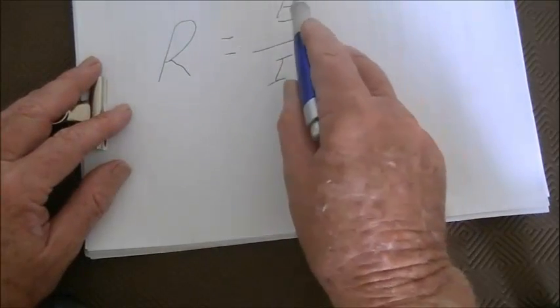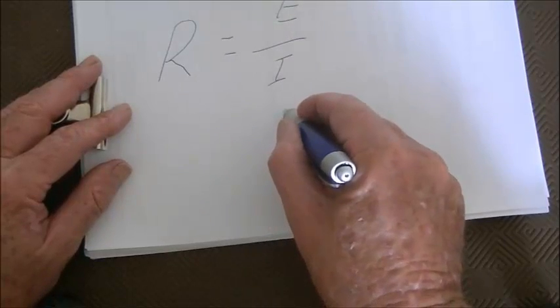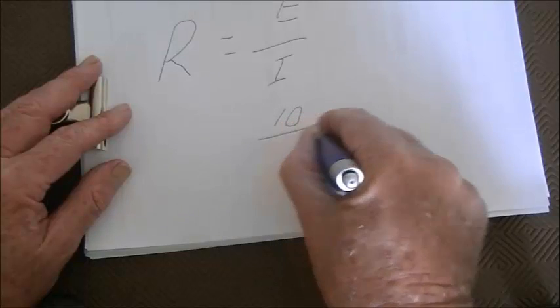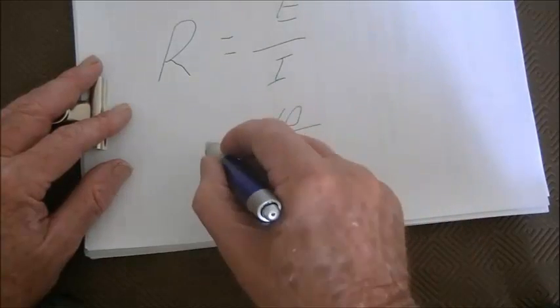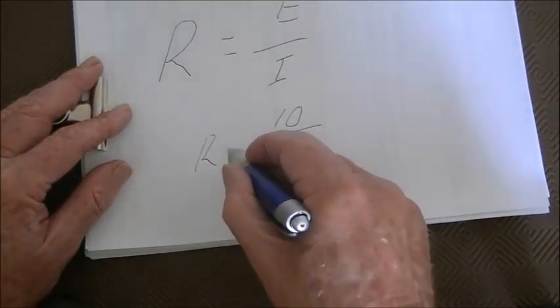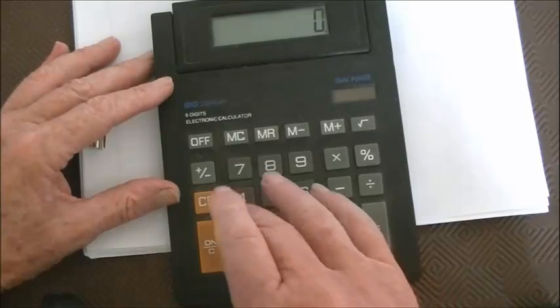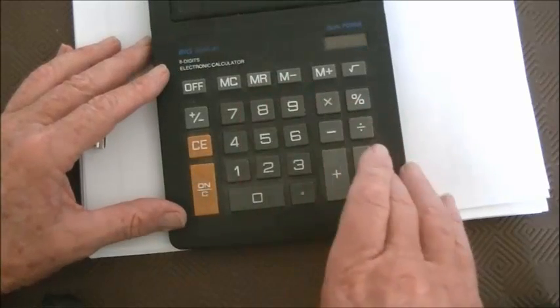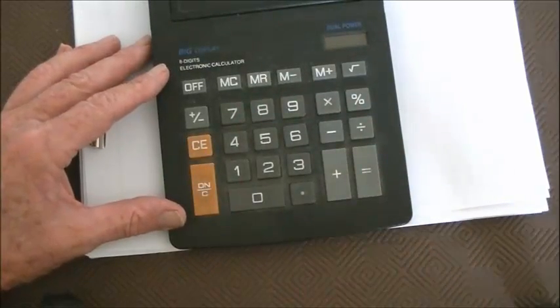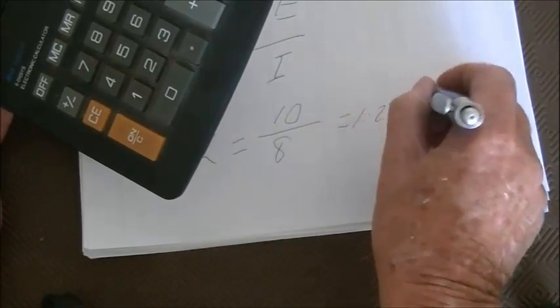Okay, so we had 10 volts drop roughly through the 10 metre lead, and we had 8 amps going through it. So we want to calculate the resistance of the lead. So using our trusty old calculator, we have 10 volts divided by 8 amps equals 1.25 ohms resistance in the lead. It equals 1.25 ohms.